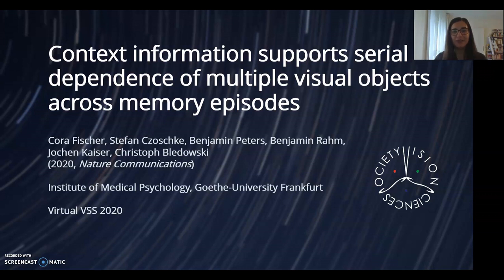Here I'd like to present to you a project called Context Information Supports Serial Dependence of Multiple Visual Objects Across Memory Episodes. It's work I've been doing together with my supervisor, Christoph Glidowski, and my other great collaborators, Stefan Zoschke, Benjamin Peters, Benjamin Rahm, and Jochen Kaiser. We recently published this work, so if you'd prefer to read the paper, you can of course do that, but if you'd like to listen, just stick along.